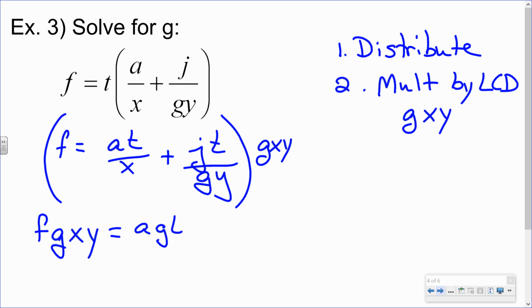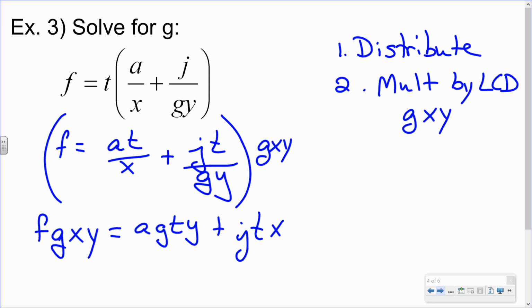agty, I think. Check me on that. And then the g and the y cancel, so we still have the x times this, so jtx.